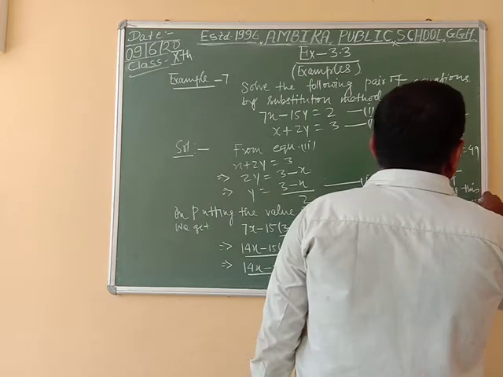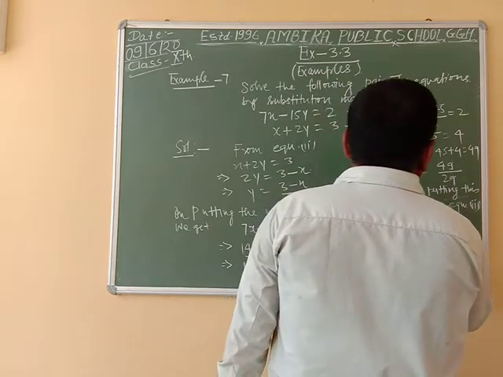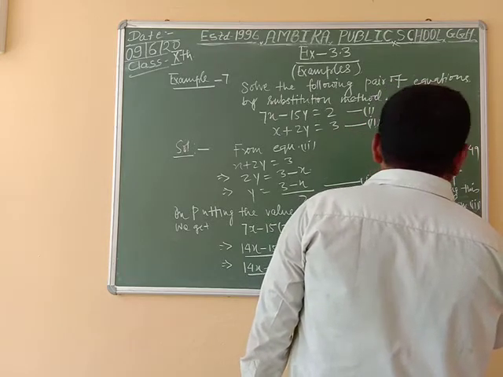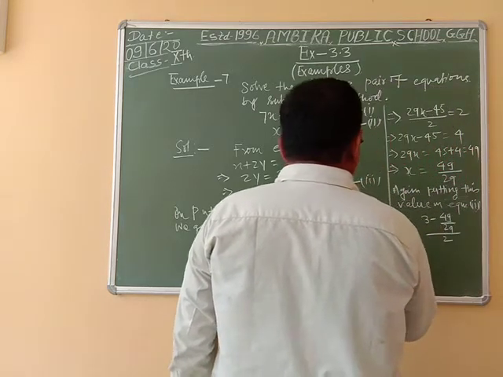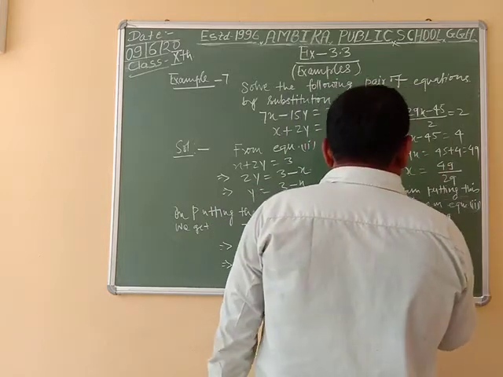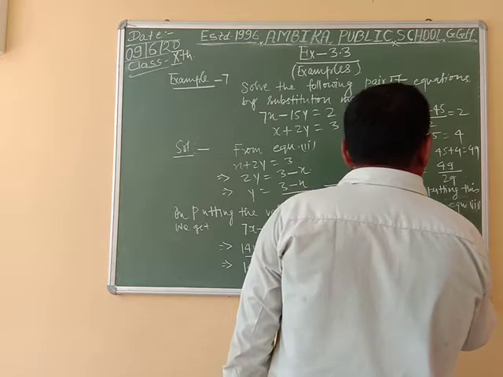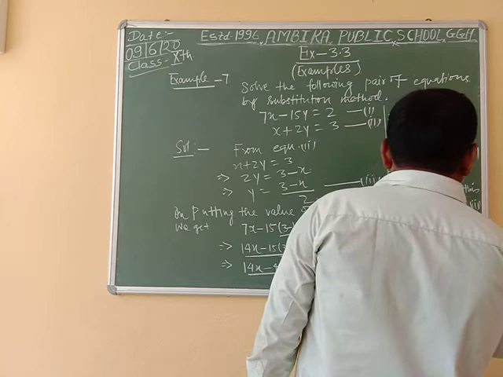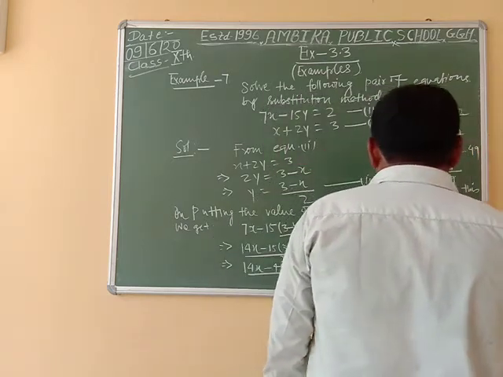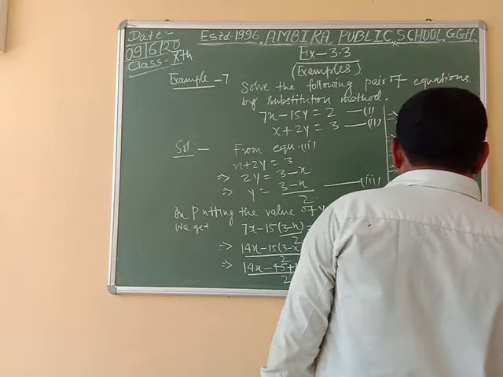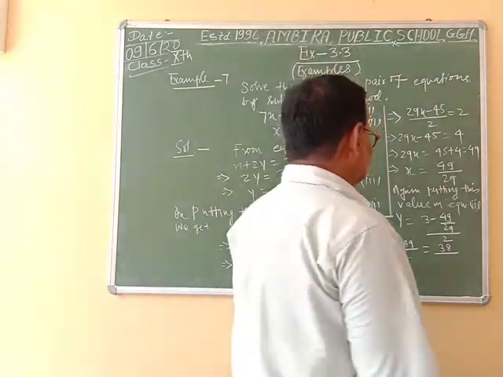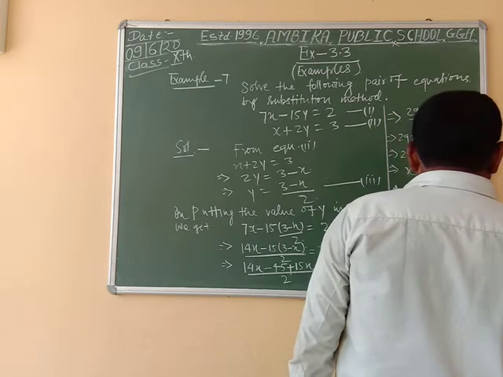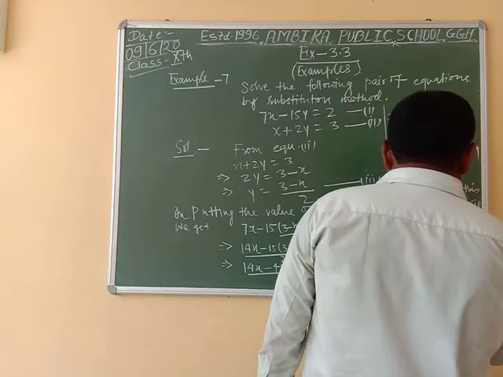In equation 3, we have y is equal to 3 minus 49 by 29, by 2, is equal to 87 minus 49 by 29 by 2, is equal to 38 by 29 into 2. Dividing by 2, 19 by 29.